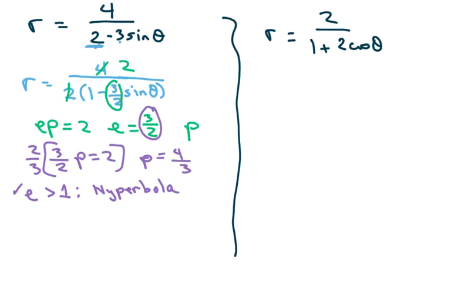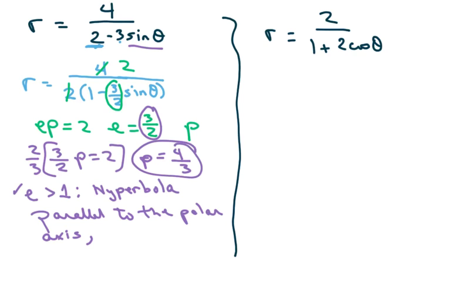So it's a hyperbola, and since it's sine, we're going to write it's parallel to the polar axis, again, which is the x-axis. And the P, I didn't even write the P down. Oh, yeah, I did. The P, write it in red, P is 4/3 units, and since this is negative, that means it's below the pole.